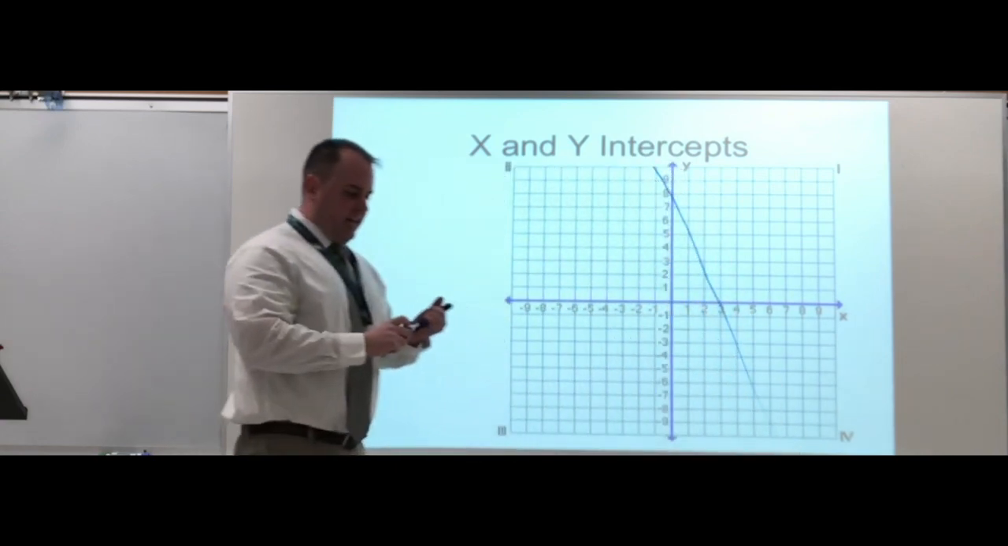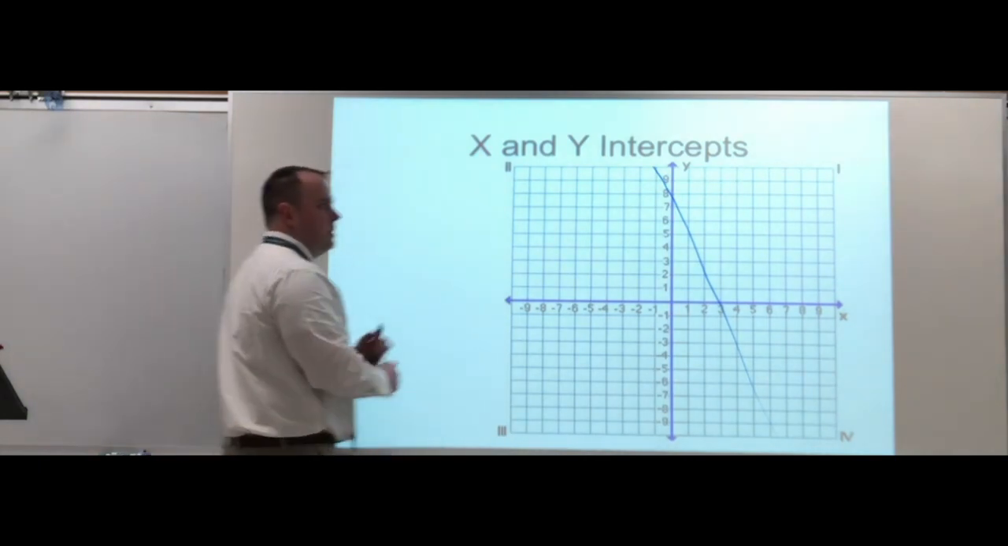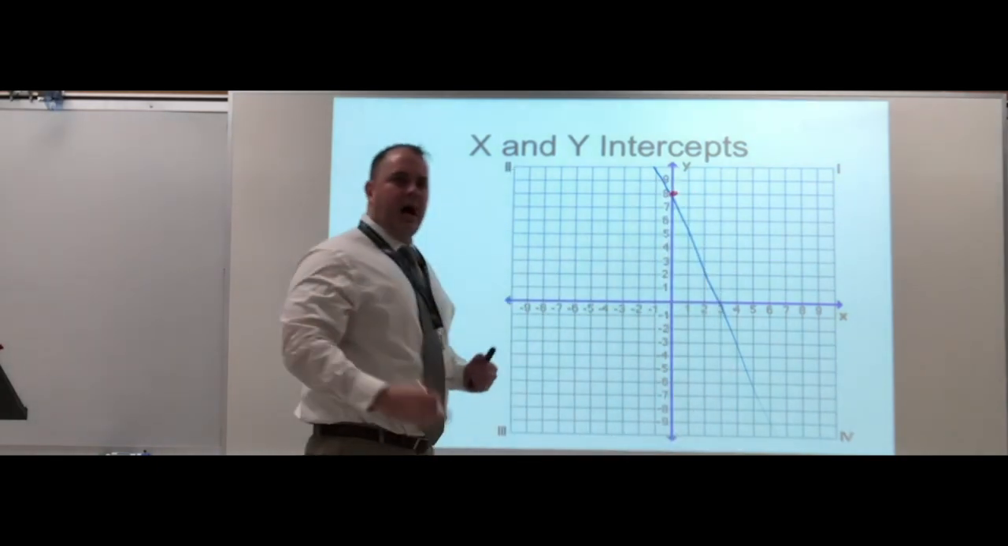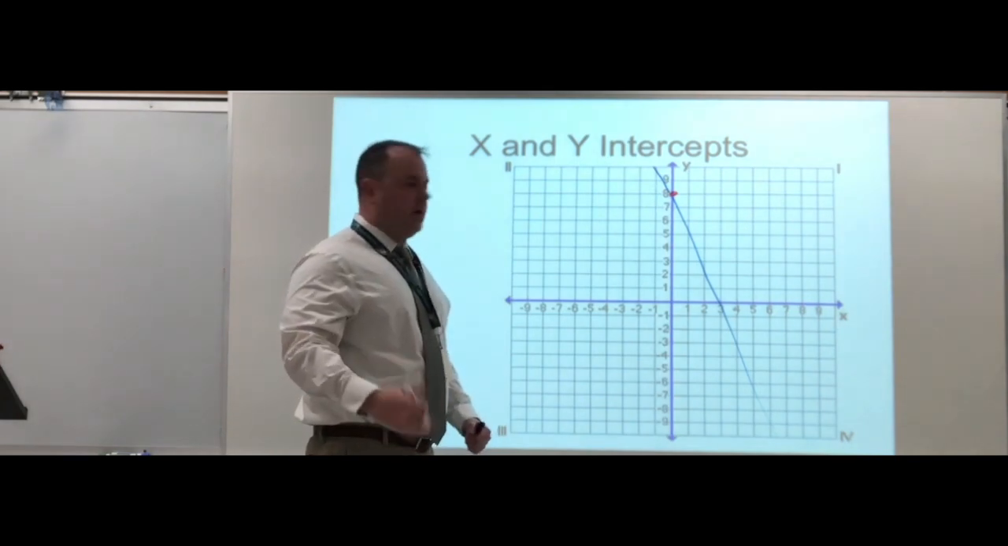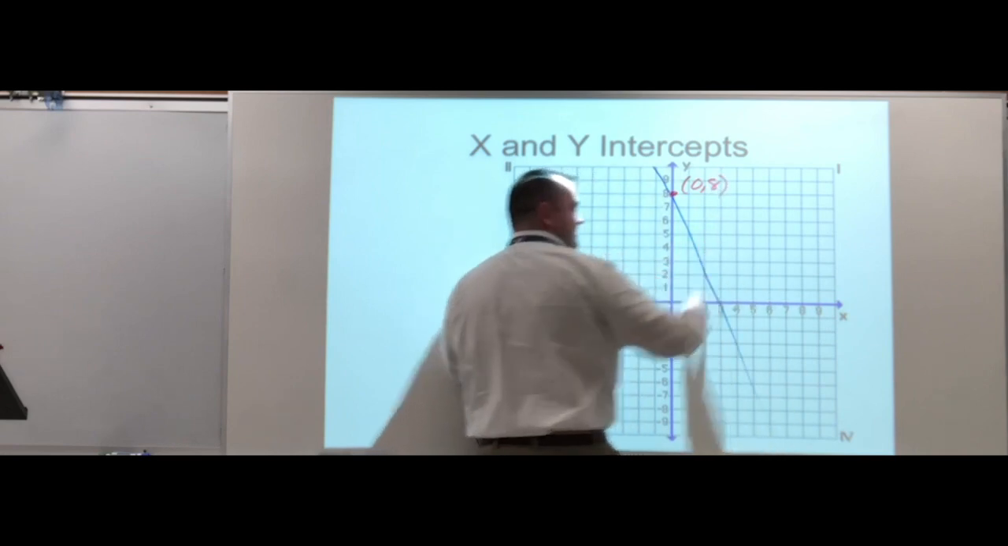the y-intercept we dealt with. This is where it crosses the y-axis. So our y-intercept here is right there. When I ask you to identify x or y-intercept, I would like you to think about it as a point. So that point there would be (0, 8).